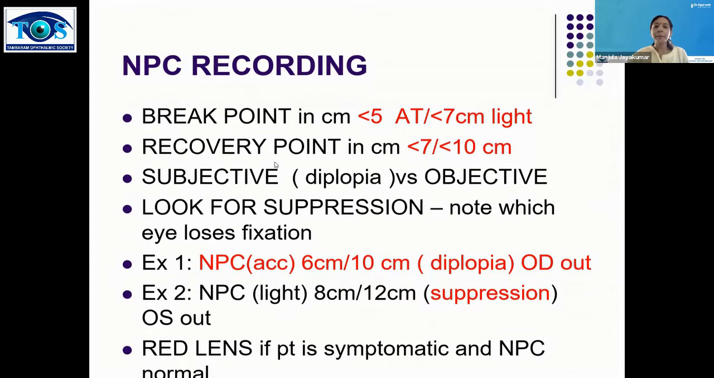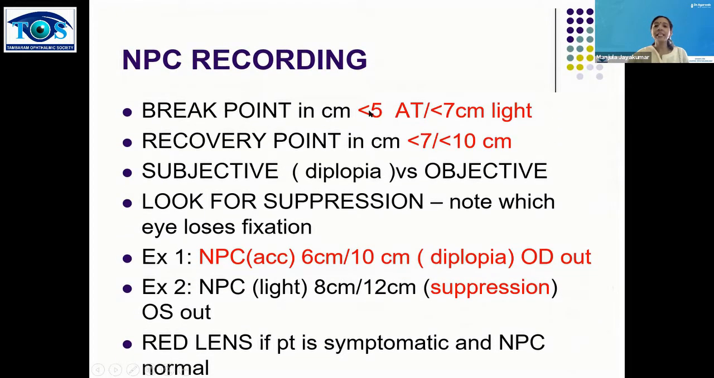You have to record the break point, and you have to see the normative data is less than 5 and less than 7 centimeters. Using an accommodative target or line, you have to see the recovery point, which is less than 7 or less than 10. And you have to ask the patient subjectively, are you seeing diplopia? Apart from what you're looking for objectively. What you look for objectively, you see the eye moving out. What you see in subjective, ask the patient for diplopia. Sometimes your eye will move out, but the patient will not say there is diplopia. That is because the patient is suppressing.